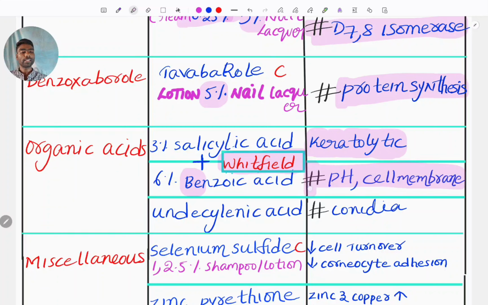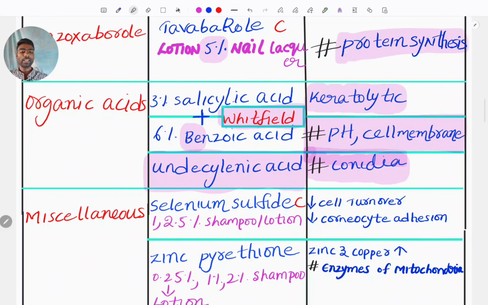Now last organic acid, undecylenic acid. Undecylenic acid is the first antifungal discovered. After its discovery only all other antifungals got discovered. It acts on conidia. One more antifungal which is acting on fungal structure hyphae, that is tolnaftate. It acts on squalene epoxidase as it is a third drug in the first A, and it also has another action. It disrupts fungal hyphae.